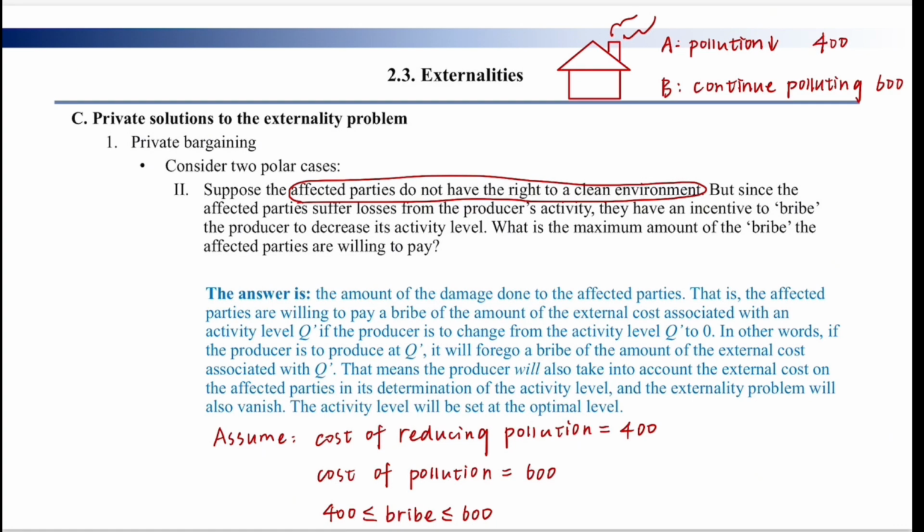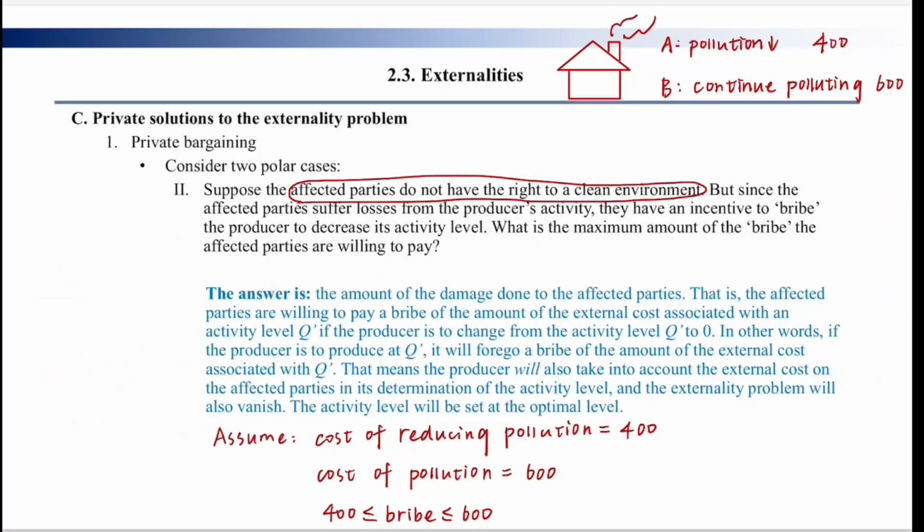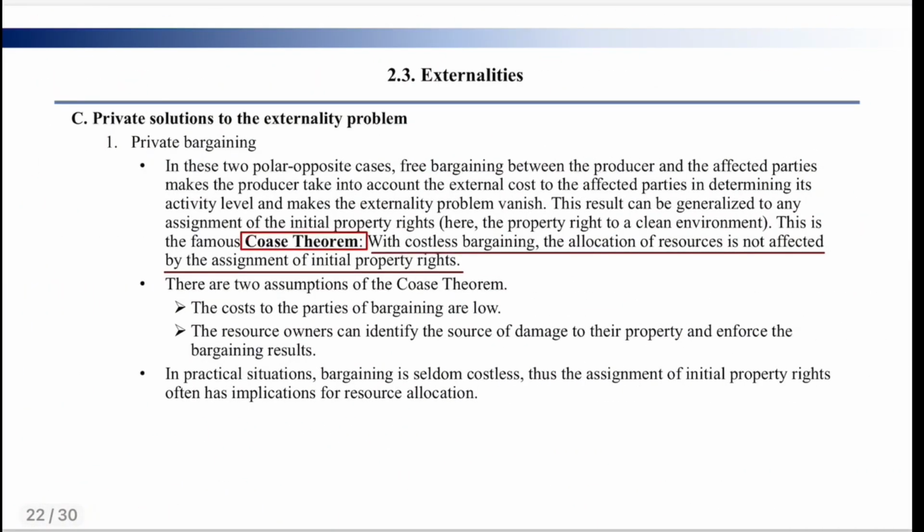So these two extreme examples can reflect the Coase theorem. The Coase theorem is that when the cost of bargaining is almost zero or very low, the allocation of resources is not affected by the initial distribution of property rights. That is to say, the two parties can successfully negotiate. Then the Coase theorem has two assumptions. The first one is that the costs to the parties of bargaining are very low.